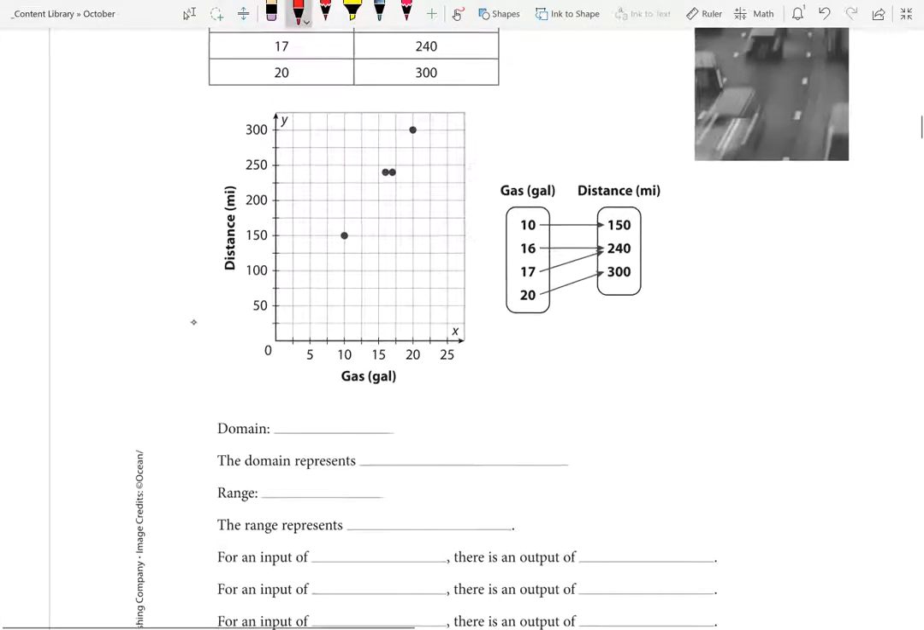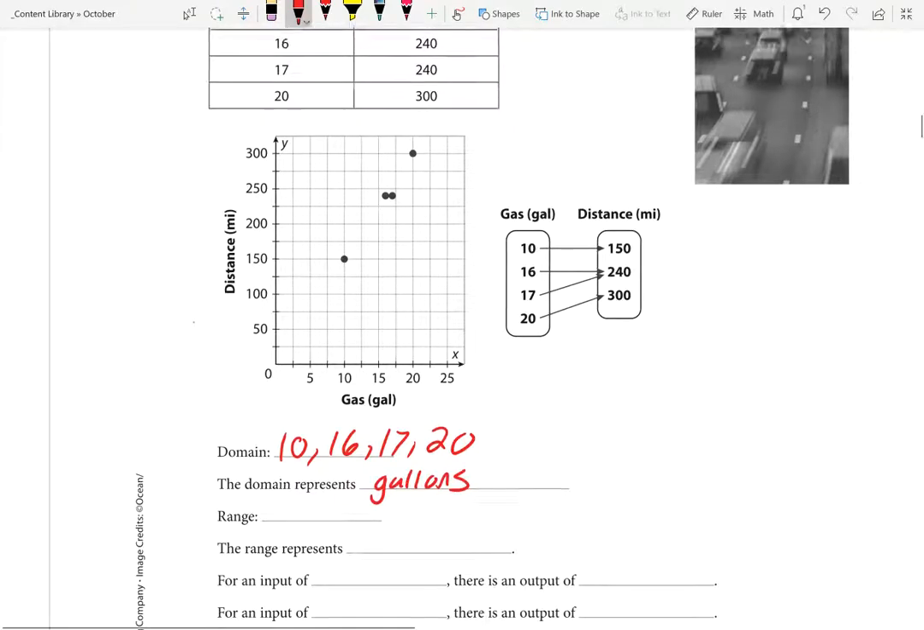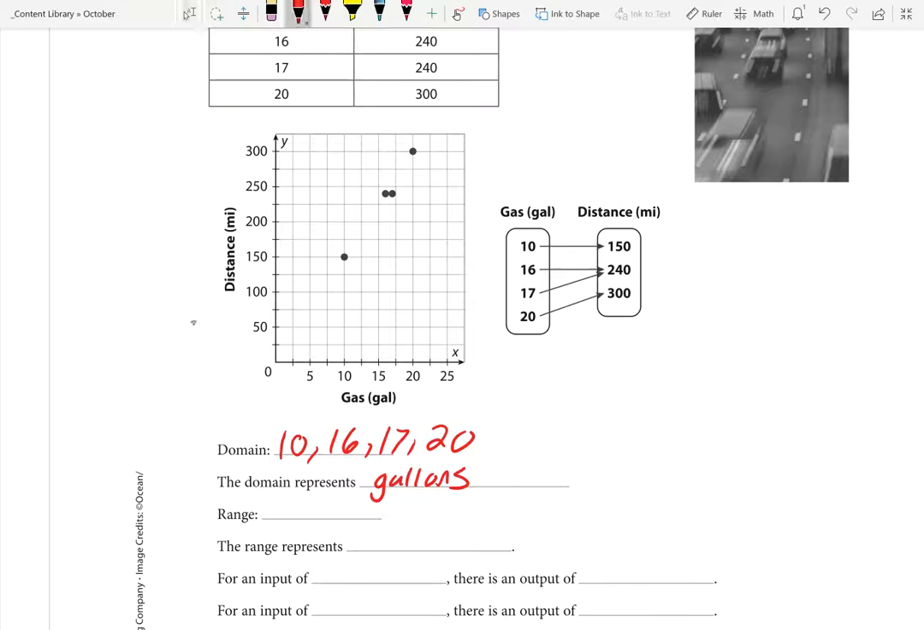Okay, so the domain are all the x values. Again, the input values, which are the gas usage. So we have 10 gallons, 16, 17, and 20 referred to in this problem. The domain represents gallons. The range is the distance that we're able to drive. So we have a duplicate, so we don't have to repeat it twice. It's 150, 240, and 300. The range represents the distance driven.